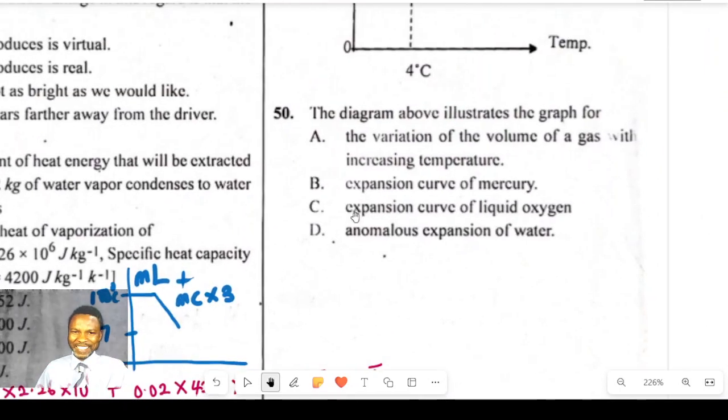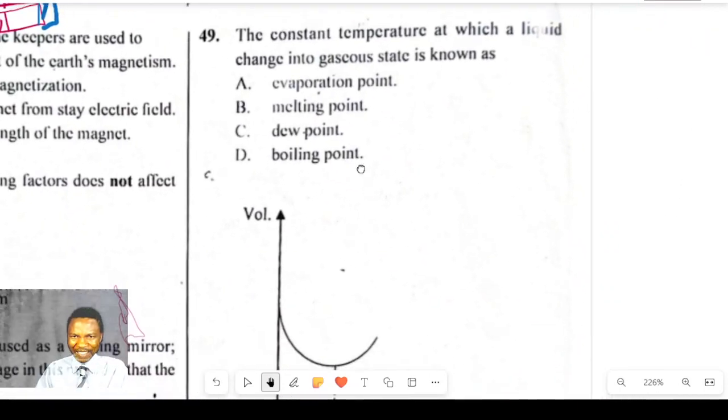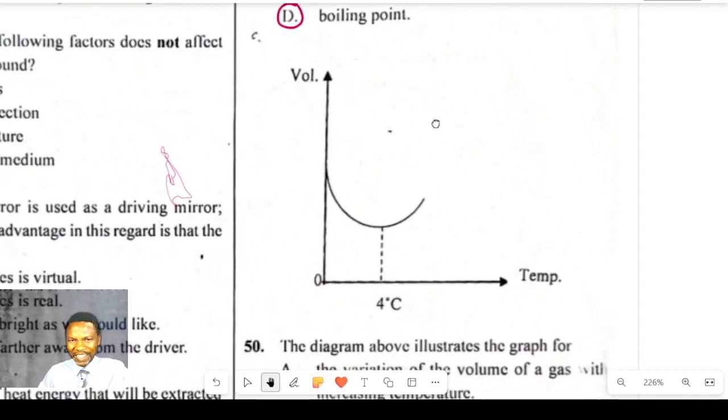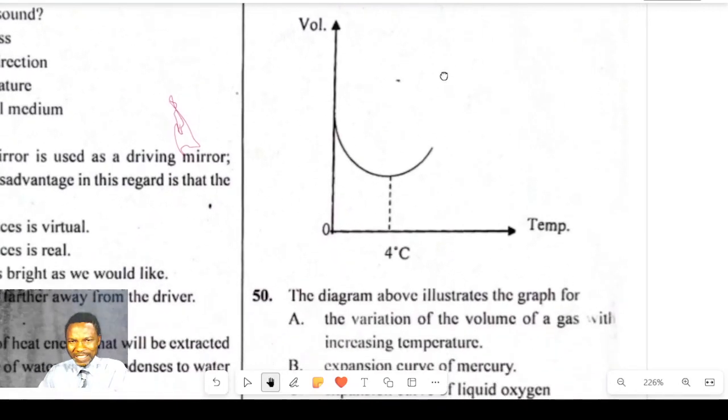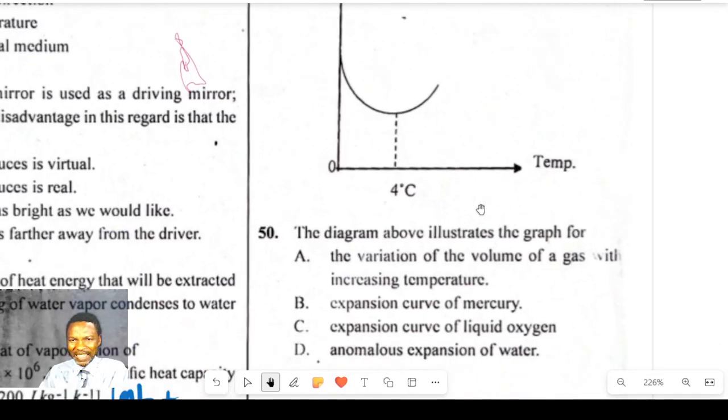Number 49. The constant temperature at which a liquid converts to gas. Okay, that is the boiling point. Then finally, 50. This question, volume variation with temperature, and then you have the lowest volume here. This is the curve that represents the anomalous expansion of water. So the final answer is D.